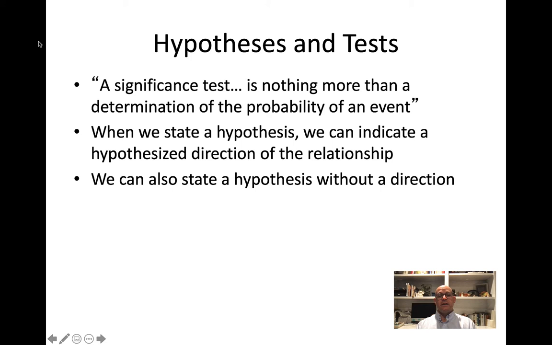When we state a hypothesis, we can indicate the direction of the hypothesis. In other words, we can say, I think that this group is going to be bigger than this group. Or I think that if we do this kind of program, this sort of thing is going to go better or worse. But we can also state a hypothesis without a direction. In other words, we could say, I think that this sample is going to be different than this sample. Okay, but which one's going to be better or bigger? I don't know, but I just think that they're going to be different. So why does that matter?